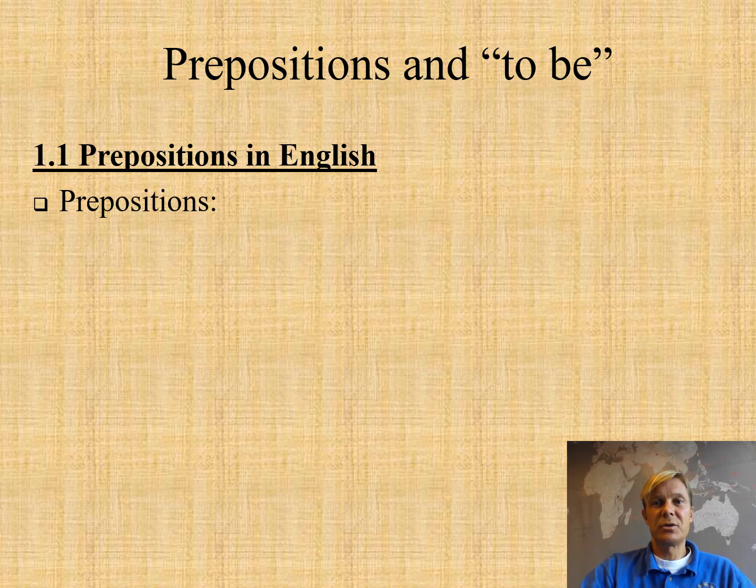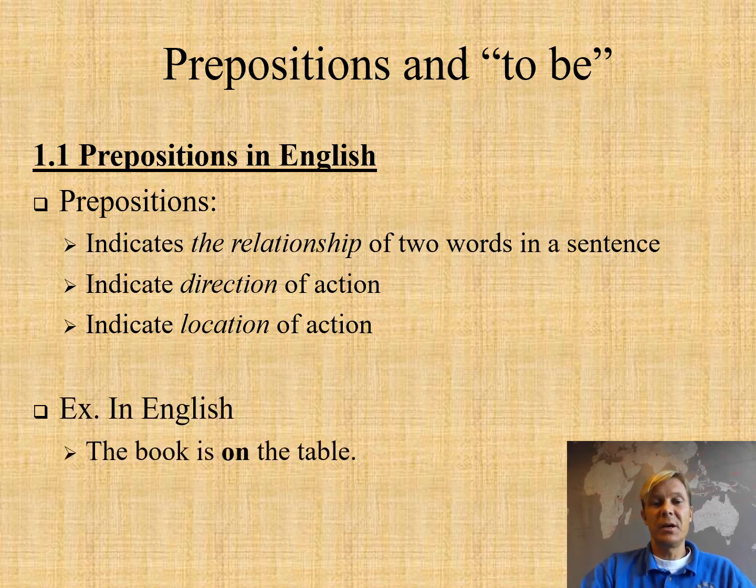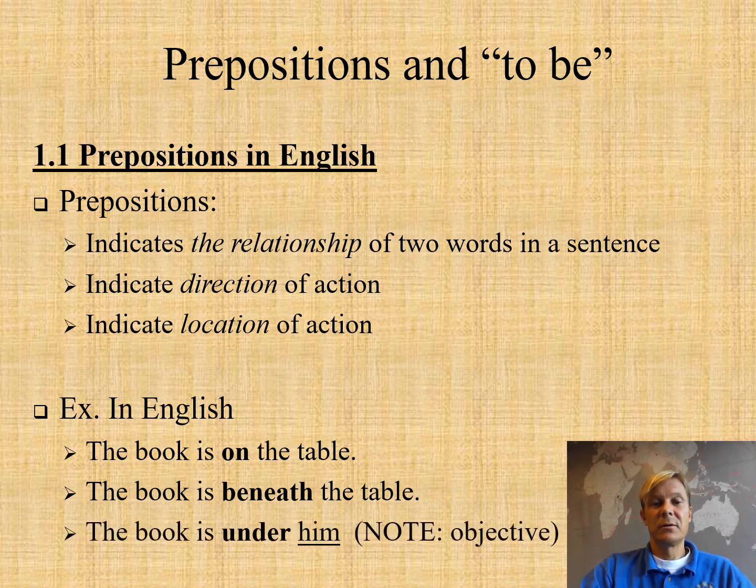We already mentioned that earlier, but just briefly, prepositions in English indicate the relationship of two words in a sentence, direction of action, and location of action. Obviously, this may sound a little bit abstract, but let's take some examples. The book is on the table. The book is beneath the table, obviously indicating the location. And the book is under him.